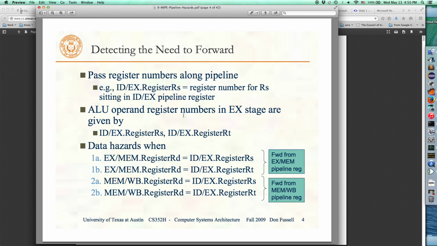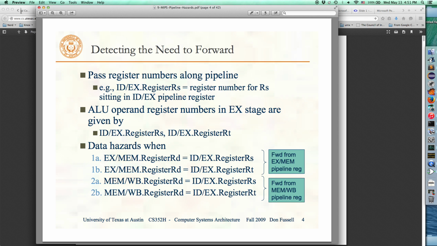So first we need to know the destination register, and we need to know the source registers. So if the destination register for the EX MEM phase is equal to either of the source registers from the decode to execute phase, well then we want to forward the ALU result from the EX MEM phase as an input to the ALU. Similarly, if the destination register for the MEM write back phase is equal to either of the source registers for the decode execute phase, that's also a forward situation.